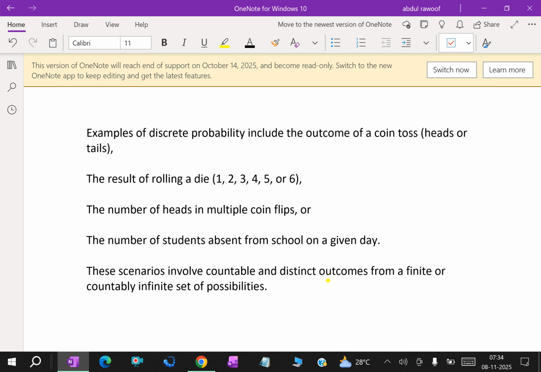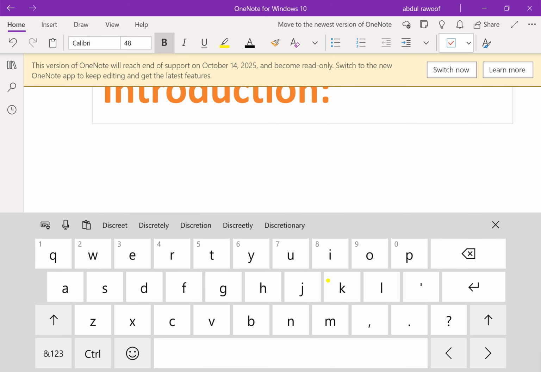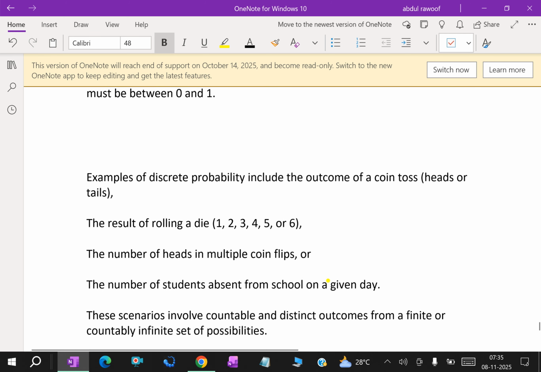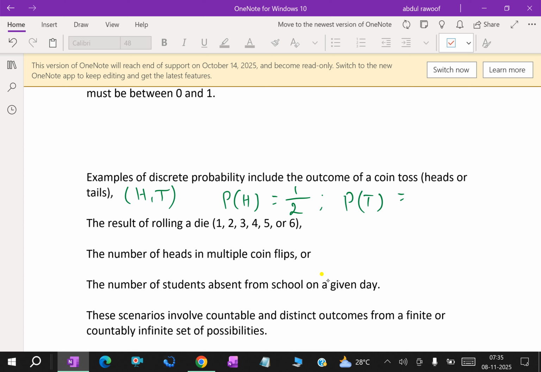Suppose the possible outcomes of tossing a coin are head or tail. Now, the chance of getting a head, that is, the probability of head, equals how many heads? One head. How many outcomes? Two. The probability of tail is also calculated in the same way.